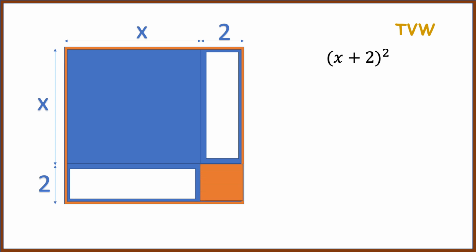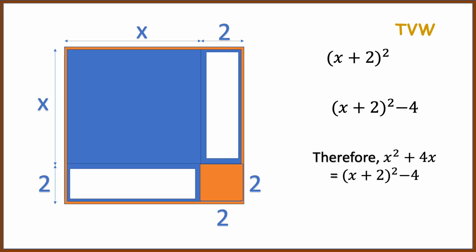What is missing is this small square. I can complete the square, but I don't have this small square area, right? So I need to subtract that. I know that one side of the square is 2 and the other side of the square is also 2. So now I can subtract it, right? I can write this as x plus 2 the whole squared minus 4. Therefore, x squared plus 4x can also be written as x plus 2 the whole squared minus 4.